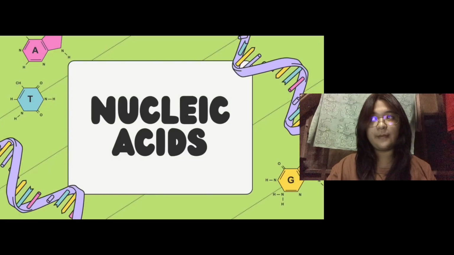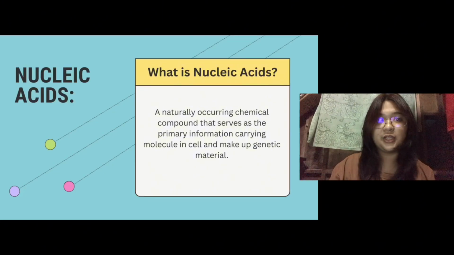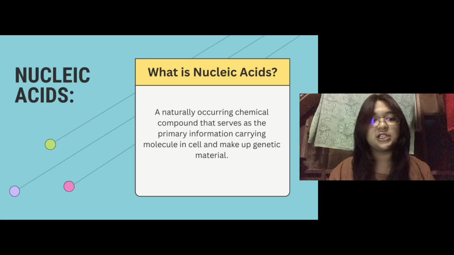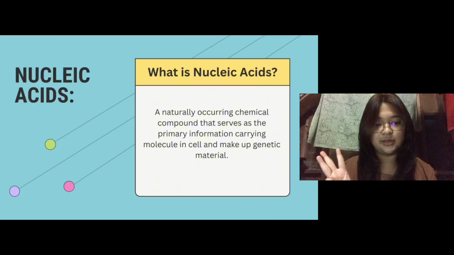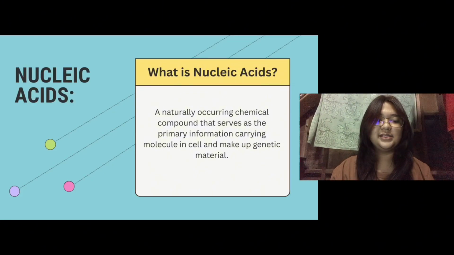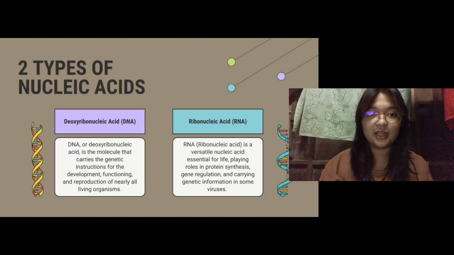So now let's talk about what is nucleic acid. A naturally occurring chemical compound that serves as the primary information-carrying molecule in cells and makes up genetic material. This means that they hold and transfer the instructions needed for the growth, development, and functioning of every organism. In simple terms, nucleic acids make up our genetic materials such as DNA and RNA. Without them, cells would not know how to work properly or how to pass traits from one generation to the next. Here are the two types of nucleic acid, which are DNA and RNA.